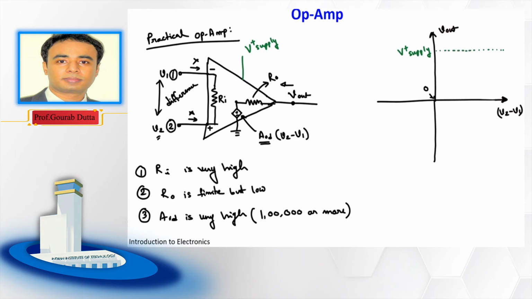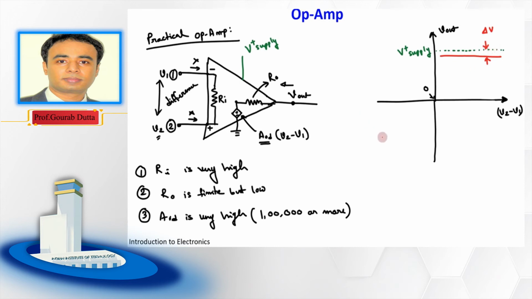Please remember that we are using the term "close to". The output will be close to this supply voltage, but you can still see there will be some difference between the supply voltage and the output. Let us say that this is delta V.